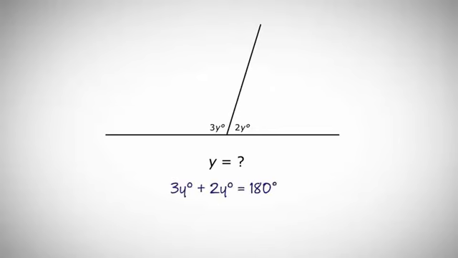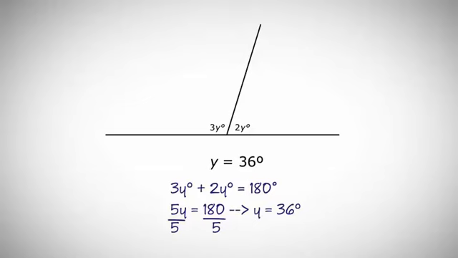So we can set up an equation. 3y plus 2y is equal to 180. Combine your terms. On the left-hand side, we get 5y is equal to 180, and then we divide both sides by 5 to get a result of y is equal to 36. Now let's take a look at 6.